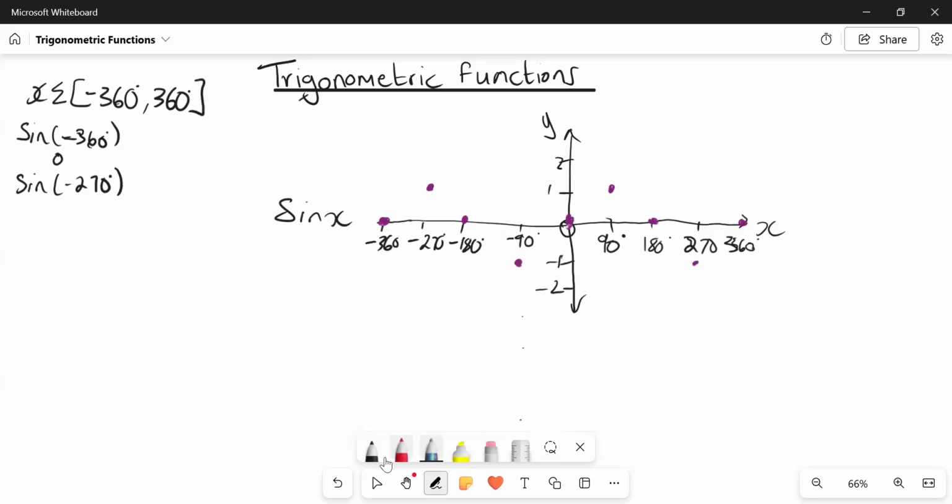Now the only thing that is left here is for us to join the points. So now we are joining our points. So this is the standard shape of a sine graph, where you have y equals sine x. This is the standard graph of sine.